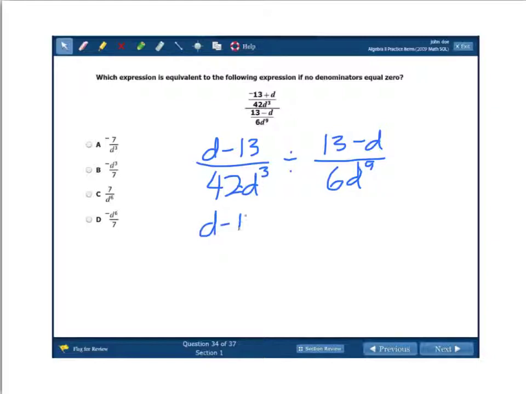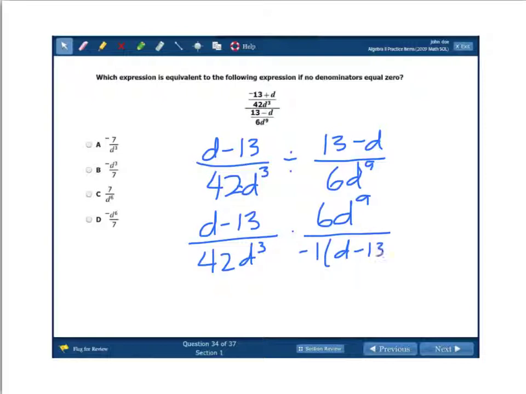First, I'm going to rewrite it as multiplication. So 42d cubed on the bottom times 6d to the 9th on the top. And instead of 13 minus d, how about negative 1 times d minus 13? Much better. Cancel the d minus 13s.